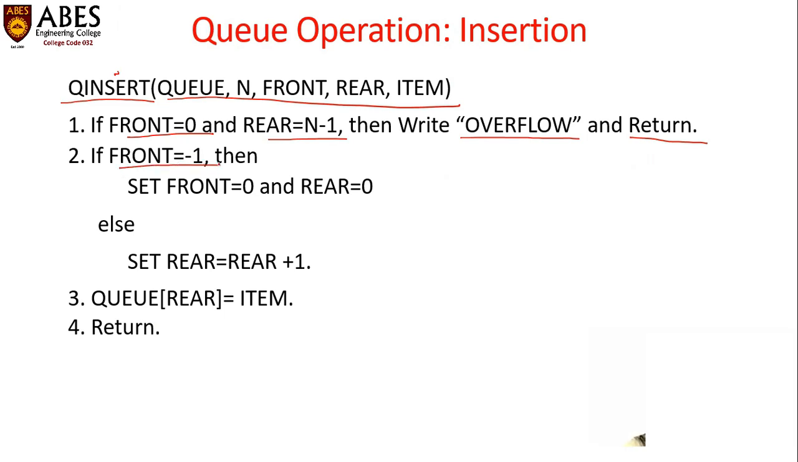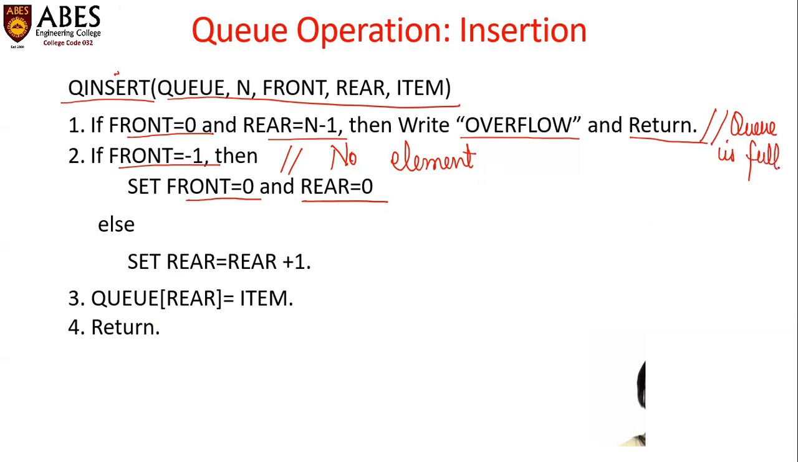If front is equals to -1, initially it means there is no element inside the Q. So whenever there is no element inside a Q, then front and rear will always point to -1. Then for inserting a new element, we have to set front is equals to 0 and rear is equals to 0. In this case, Q is full. Whenever Q is full, it will return overflow.